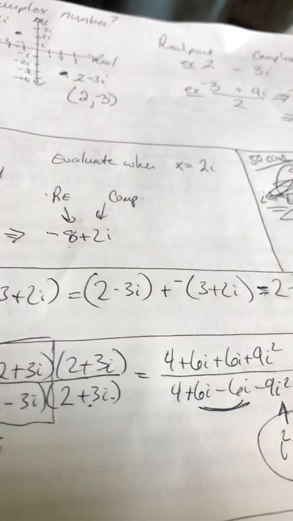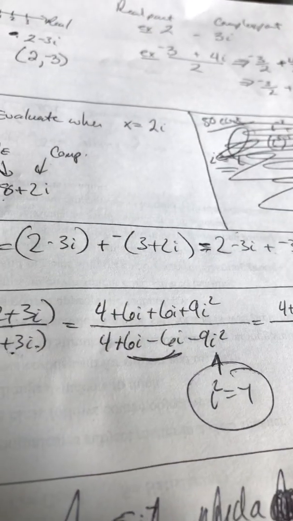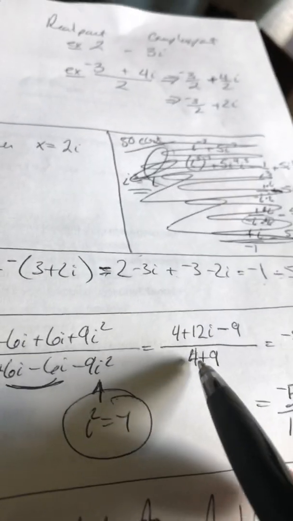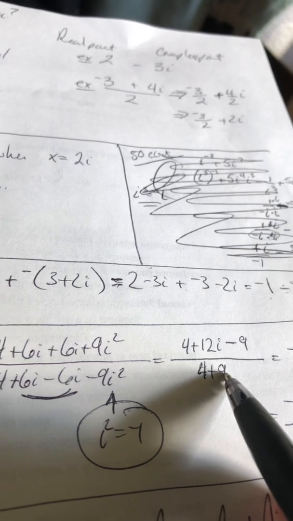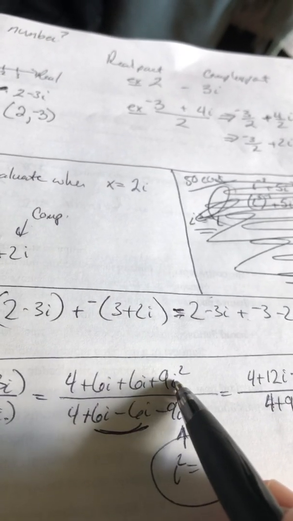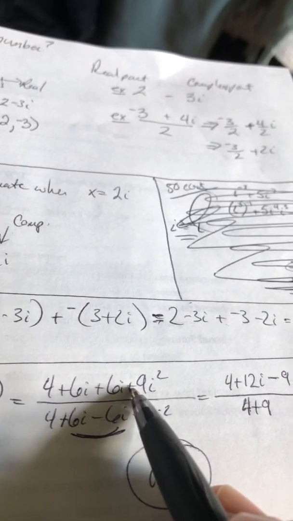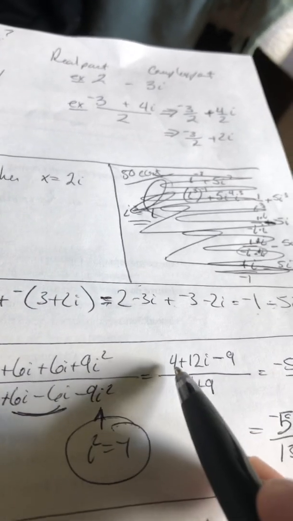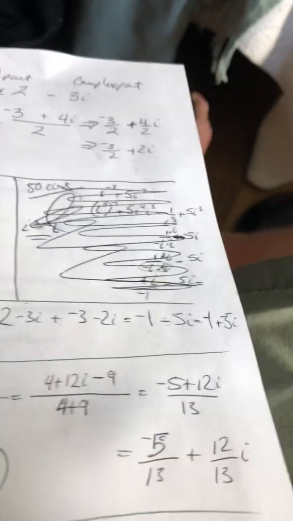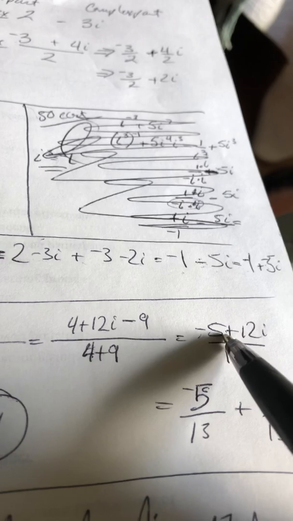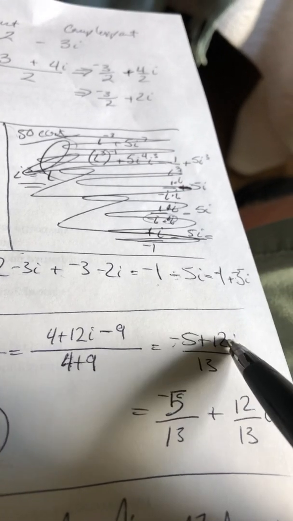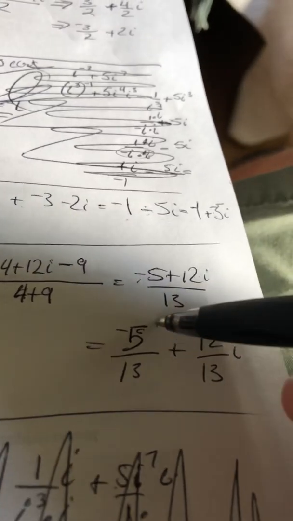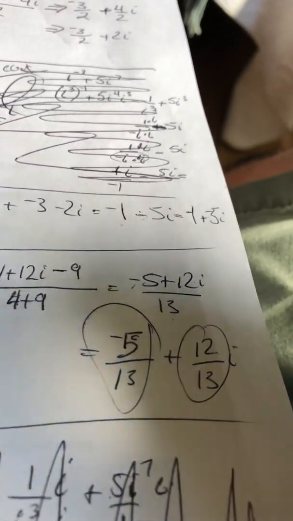And recall that i squared is -1, so the denominator really becomes 4 plus 9, as well as this i squared, making this 9 become a negative. So we end up with 4 plus 12i minus 9. And combining like terms, we have -5 plus 12i divided by 13. And then we split it apart, and we have our real part and our complex part. Okay, hopefully that's helpful.